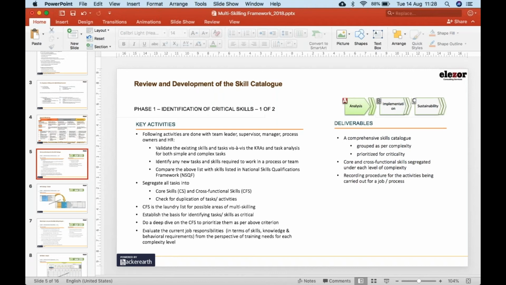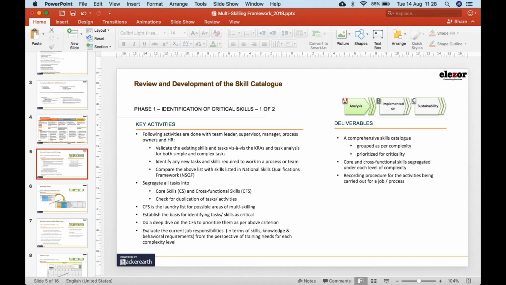And NSQF is the framework which is normally used for collating that information and cross-checking whether the information you have gathered from your managers and supervisors matches or is in sync with the NSQF, or is there something alarming that you need to highlight to your supervisors and say, oh, this is something which is missing and we should think of looking at that. So these are the things which actually have to be taken care of.